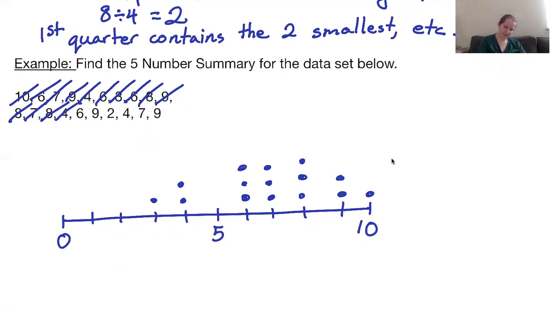oops, that was not the right plot. 6, 9, 2, 4, 7, 9. So here's our dot plot.